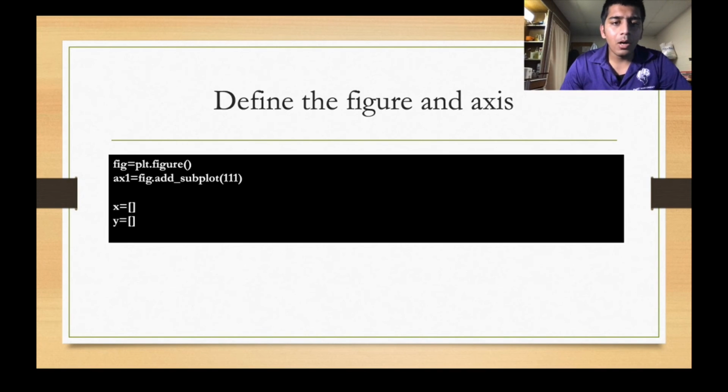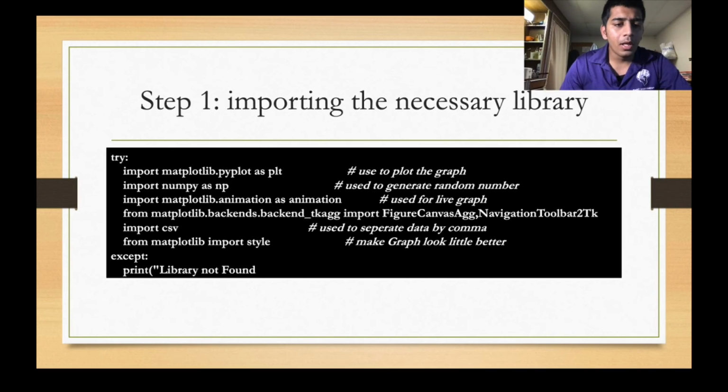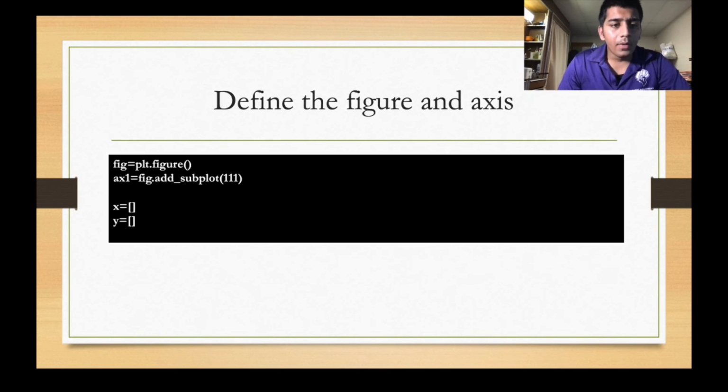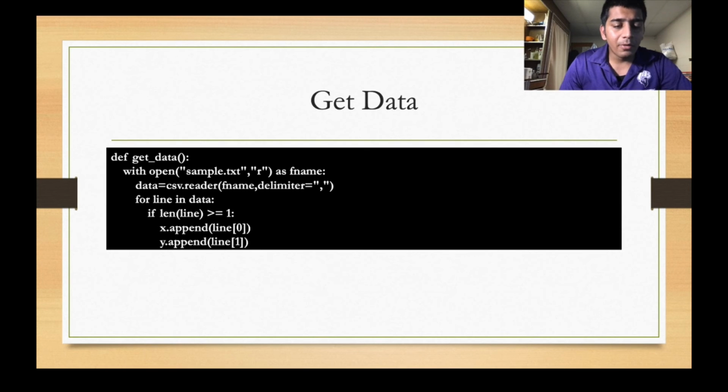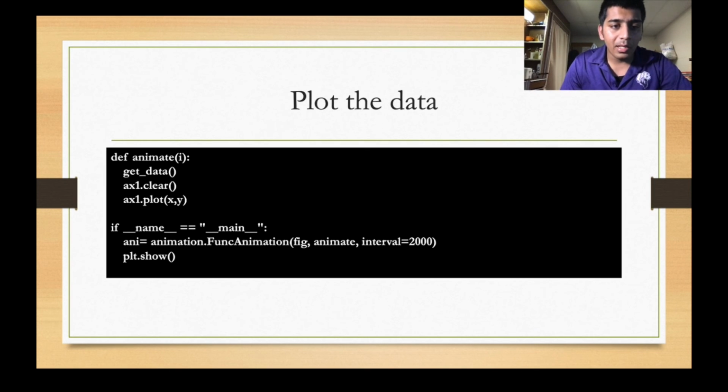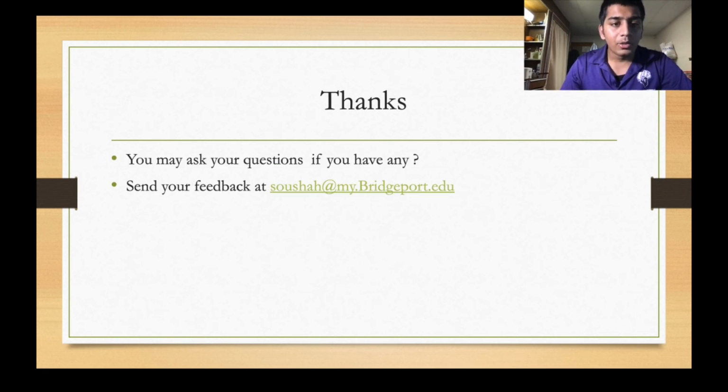We have learned about live graph. We learned about the libraries that we need to import. We just coded it. Then we learned that we have to create a figure and axis. Then we created 2 blank lists. Then we created a function known as getData, which was opening the sample file, that is the text file, splitting the data by comma, and appending it into a list. And we created a function known as animate, which will basically draw the graph. So let's move forward. So that's the end of the bootcamp tutorial with Python.